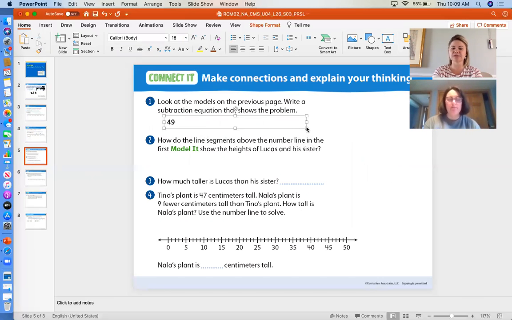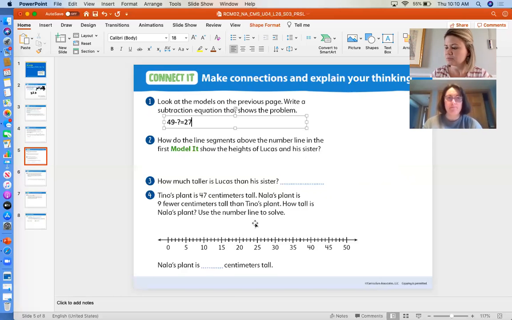49 was how tall Lucas was. Did we know the number of hops? We did, 27. Oh, no, not the number of hops. We knew how tall his sister was, though. So that's where we landed, right? Right. So the number of hops is the question mark, but we don't know, but we did know where to land because that's how tall the sister was. So how tall is the sister? 27. Okay. So the part that we had to figure out was the question mark, which equals the hops.